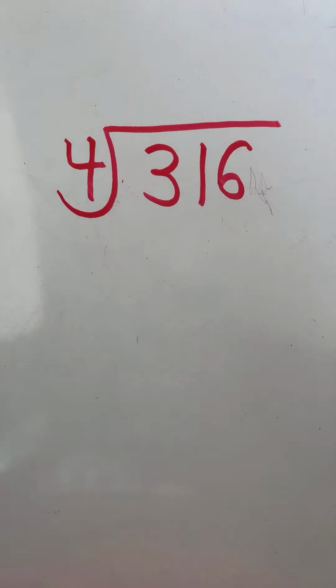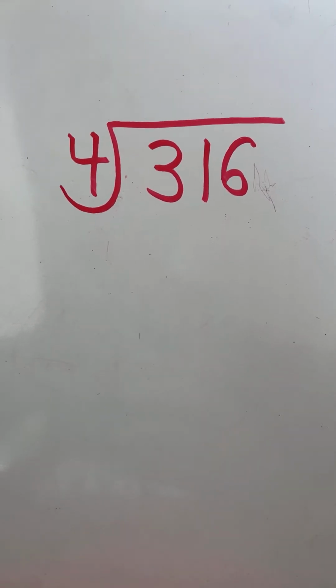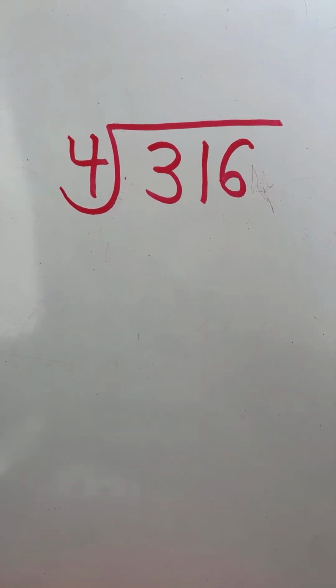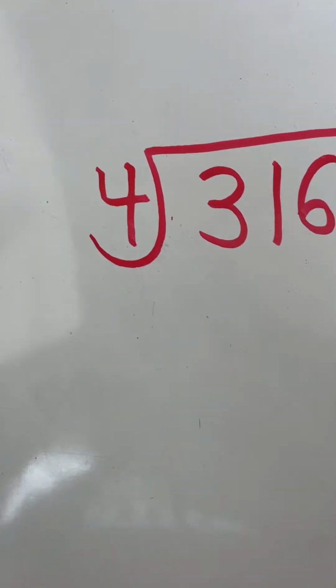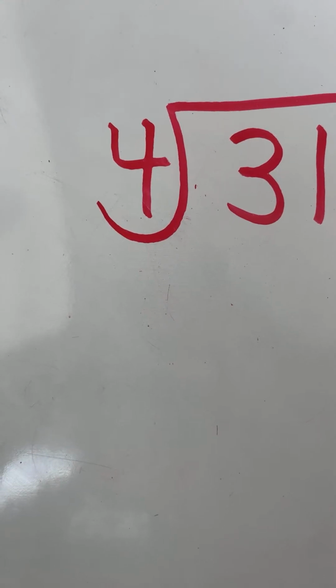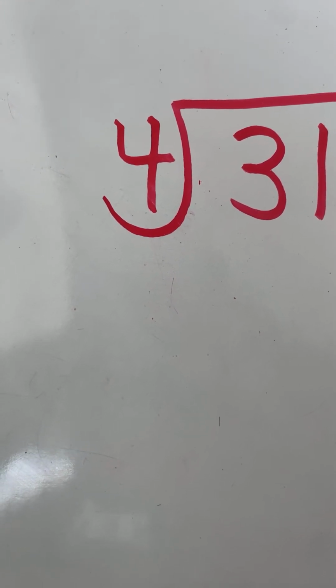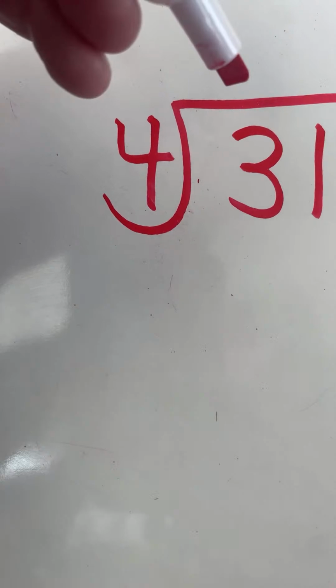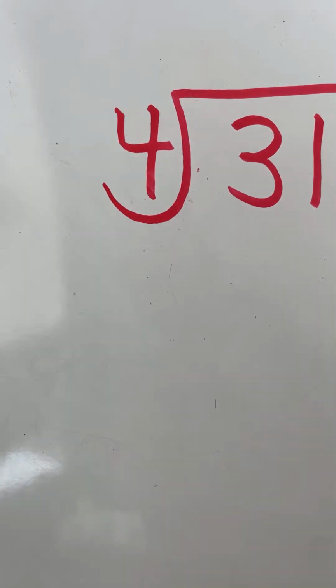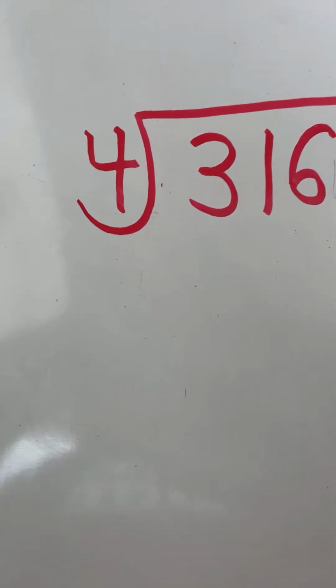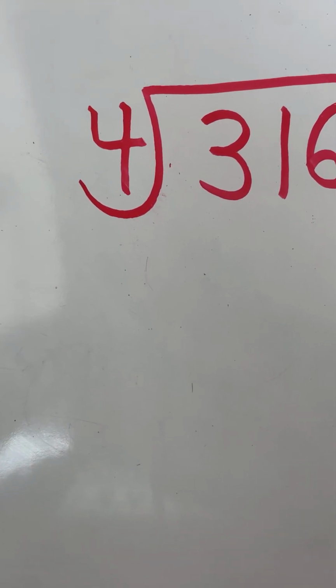So we want to divide by the smallest number possible. The only rule is that the number inside the square has to be equal to or bigger than the number outside the square. So we cannot start out with single digit division here because the 4 is bigger than the 3 and the number inside has to be at least equal to the number on the outside. But we can start with 31 divided by 4.